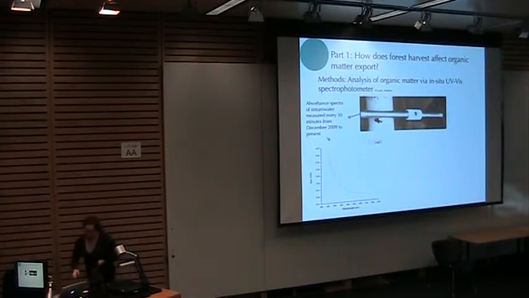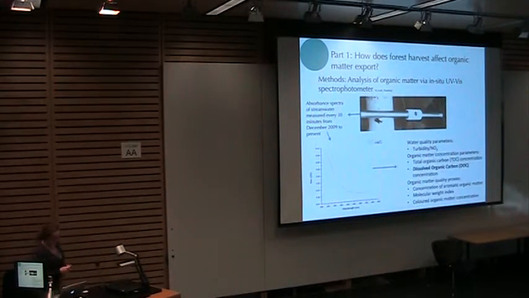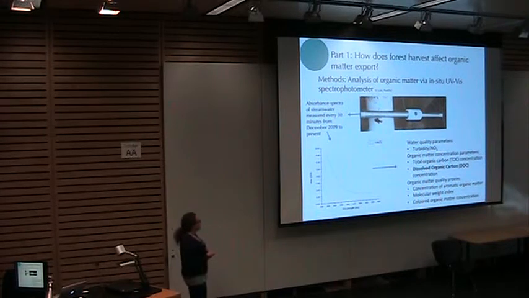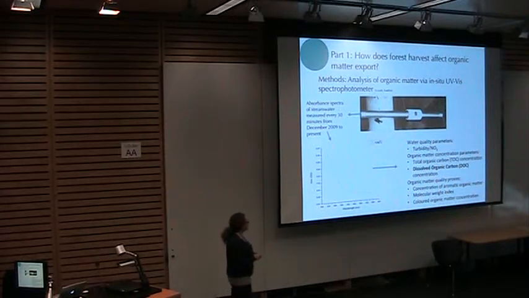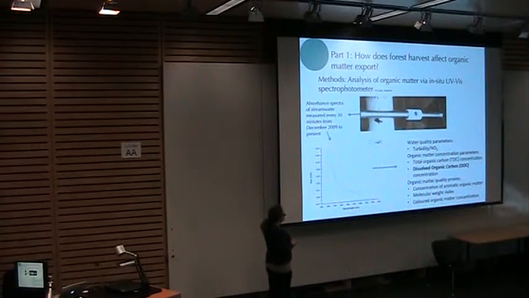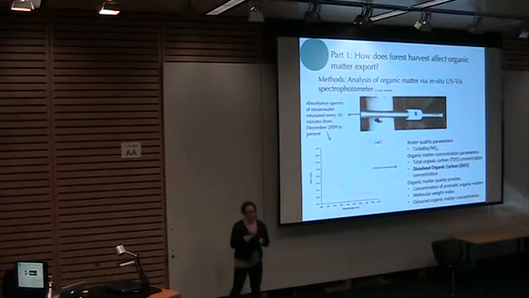Now, from this absorbance spectrum, what we can calculate are proxies for certain water quality parameters, including turbidity and nitrate. But also, for the purpose of this talk, what we can calculate is proxies for the concentration of dissolved organic carbon, so organic matter that's actually dissolved within the water. We can also calculate proxies for quality. So what are the chemicals that are actually within that organic matter fraction?